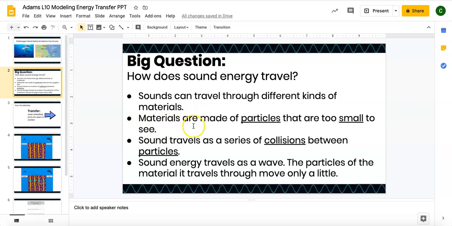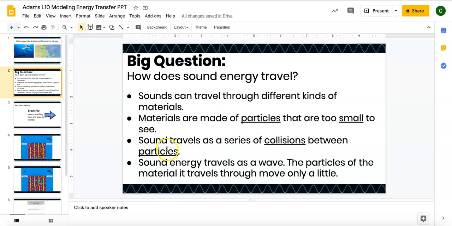We've also learned that materials are made of particles that are too small to see. We've seen those orange dots in our simulation with the sound waves, and so we know that those orange dots represent particles, and that simulation actually helped us understand how particles move. But remembering, because they are too small to see, particles are all around us. We're just unable to see them because they're so tiny.